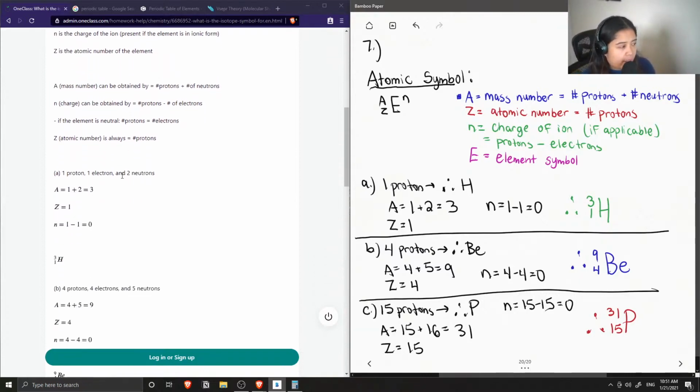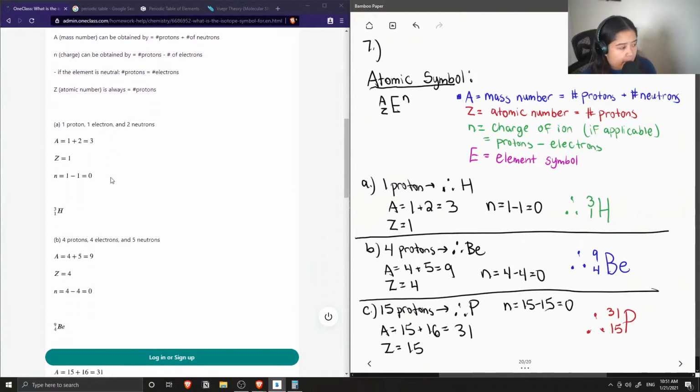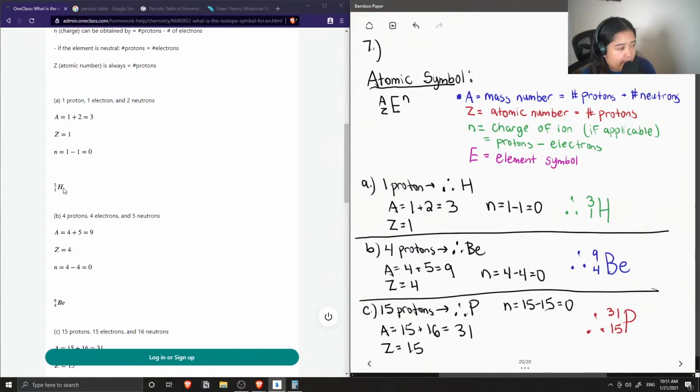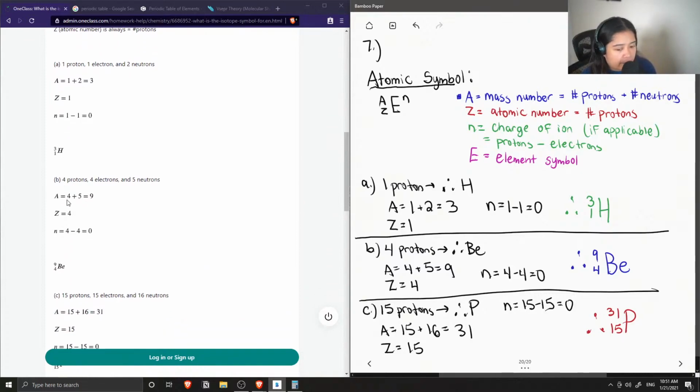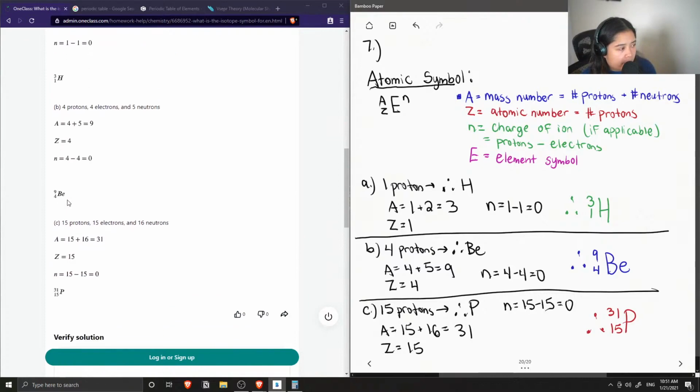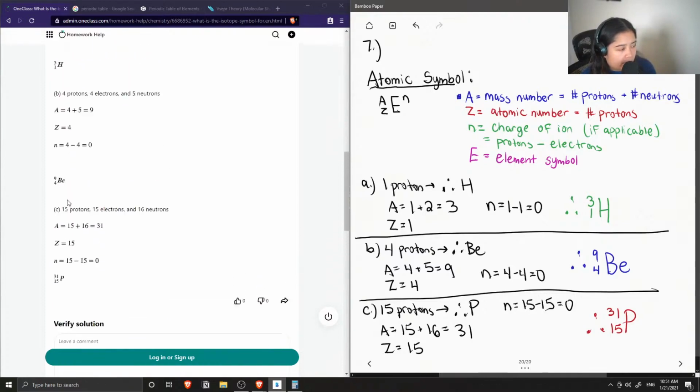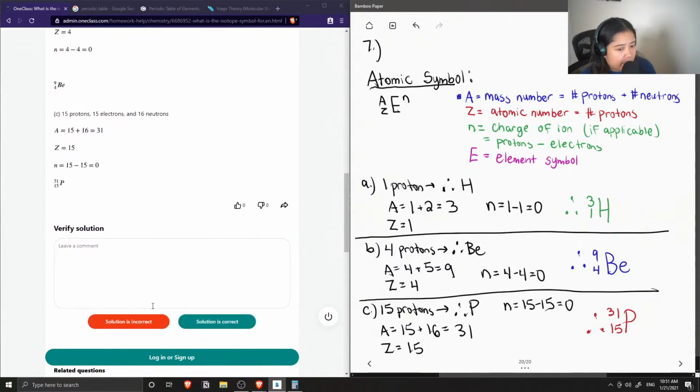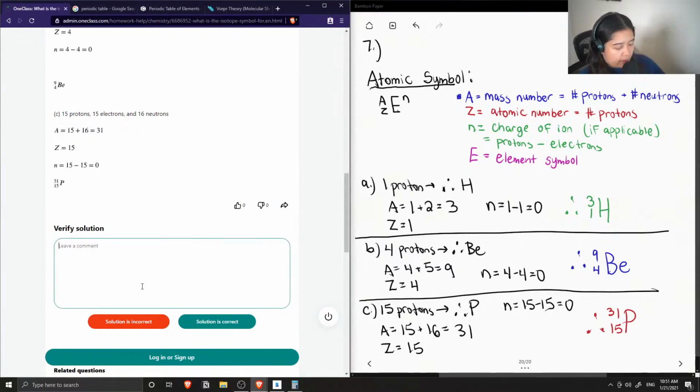So for part A, they showed their work and also got 3, 1, hydrogen. For part B, 9, 4, beryllium. And for part C, 31, 15, phosphorus. So this solution is correct.